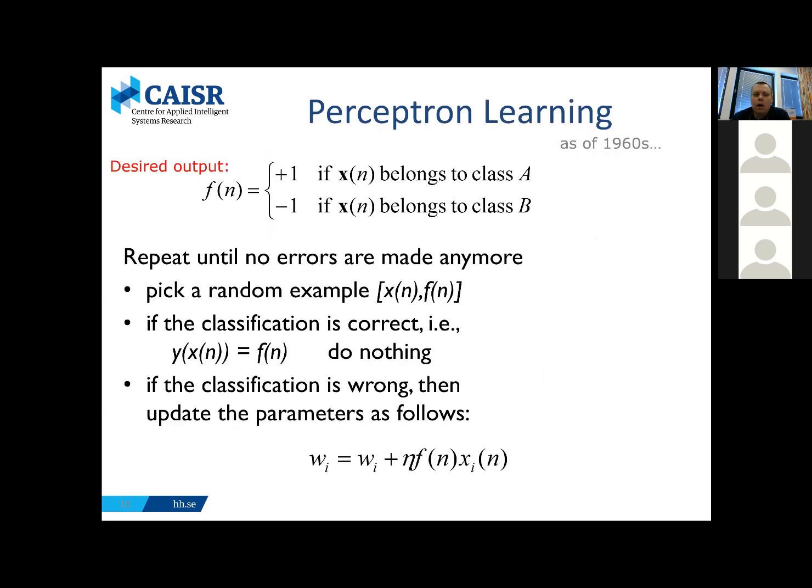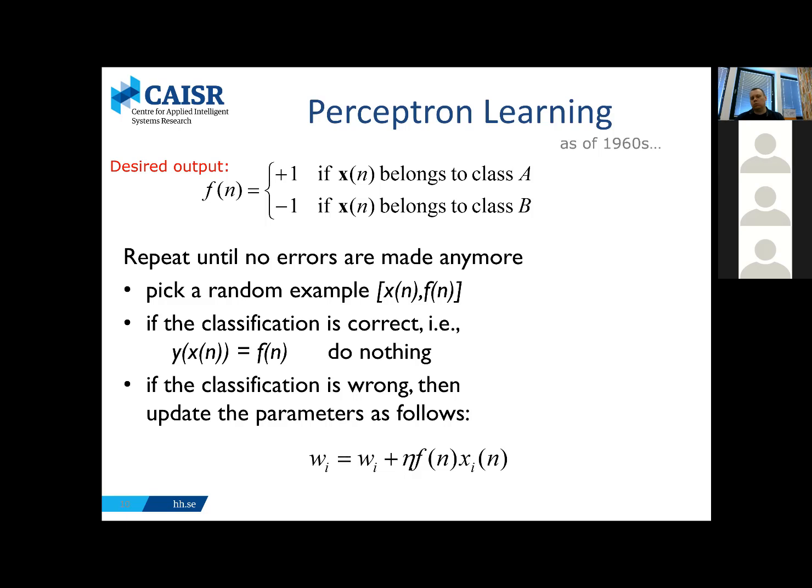But the basic idea behind perceptron learning, if we go back to the 60s and so on, is that we have some desired output. So we have a number of examples. As before, it could be our visiting the restaurant example, or any of the examples that were shown based on SVM. What we know is that for every example, we want to have either +1 or -1, depending on whether this example belongs to class A or class B.